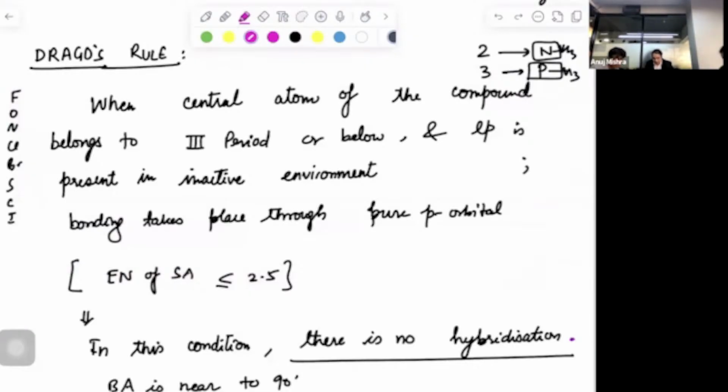And the lone pair is present in an inactive environment. What is the meaning of inactive environment? You just saw back bonding a little while ago, right? Lone pairs are trapped in the vacant orbital. Nitrogen's lone pair is pulled into silicon's orbital. These kinds of things are not happening. That means the lone pair is not participating in any extracurricular activities. It stays where it is, it is not supporting anyone, and it is not being dragged by anyone. That is called an inactive environment. Is it clear? First you write, I'll explain, step by step.